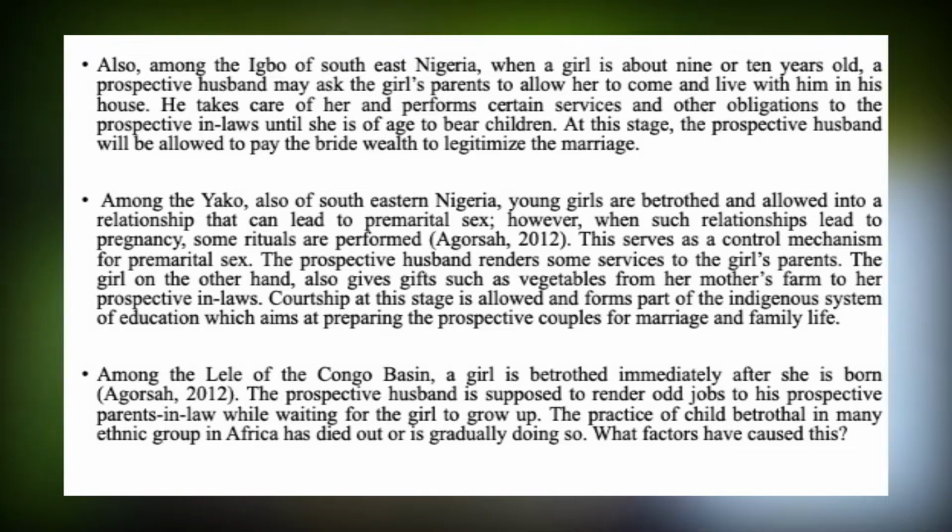Among the Igbos of Southeast Nigeria, when a girl is 9 or 10 years old, the prospective husband can request the family to allow the girl to come and live with him in his house. The man then becomes responsible for the girl, and when the girl reaches the age of maturity to be married, he goes to the girl's family, performs the final marriage rites, and then takes her as his wife.